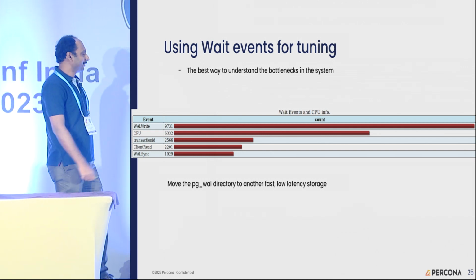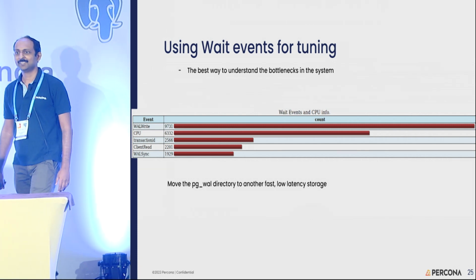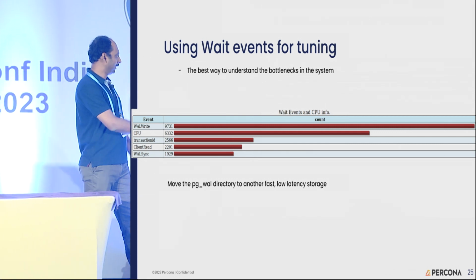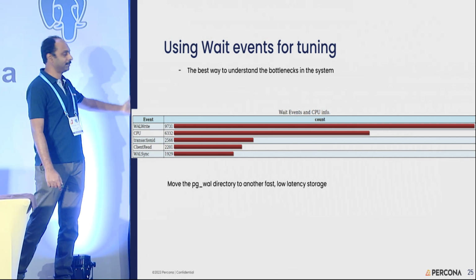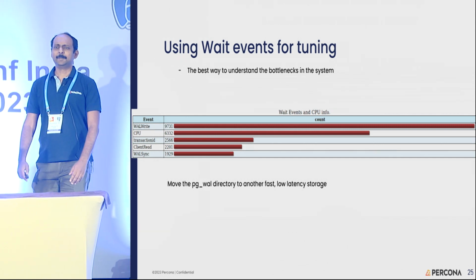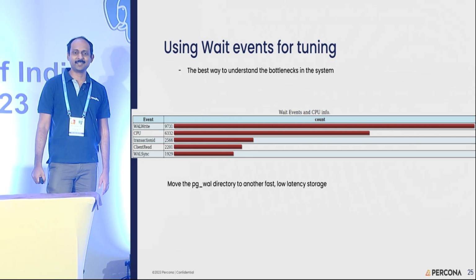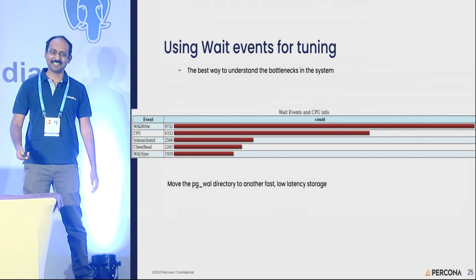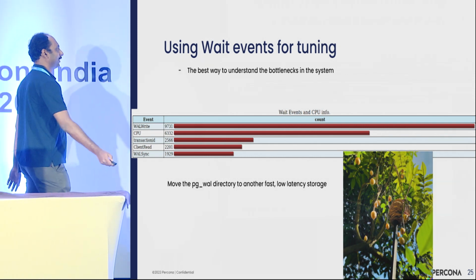And solving this problem is damn simple. Move the pg_wal directory to another mount point, a faster disk. It's so simple. I dealt with a customer, and when I said, see, this is your problem, your transactions are slowing down because of the WAL write and WAL sync, just move the pg_wal directory to another mount and your problem should be solved, he did it, and he came back and said, no one told me this till this time. It's such a low hanging fruit, so simple to fix.